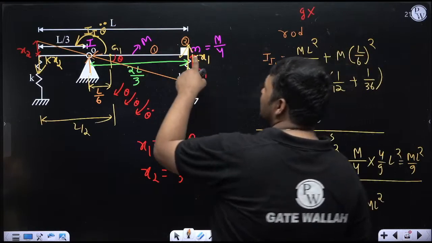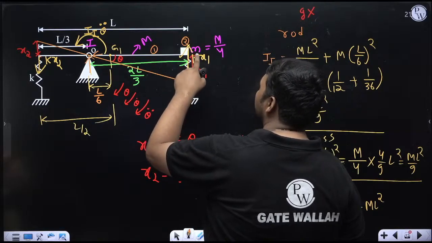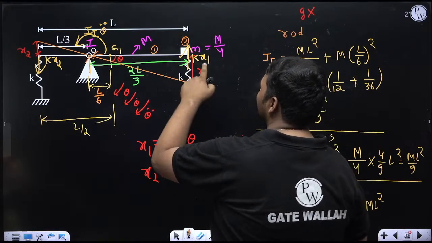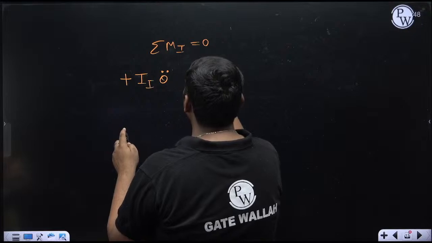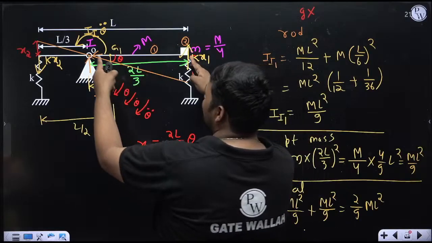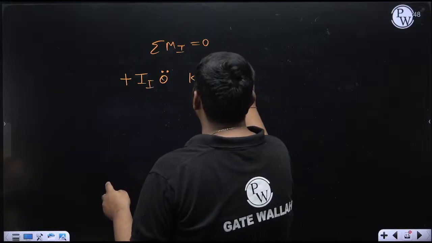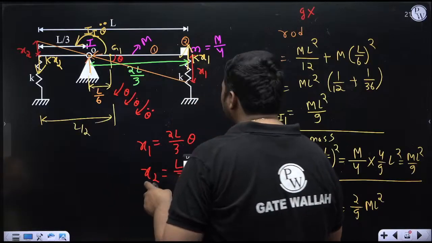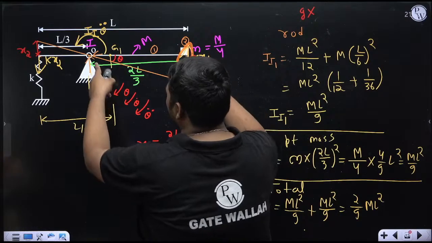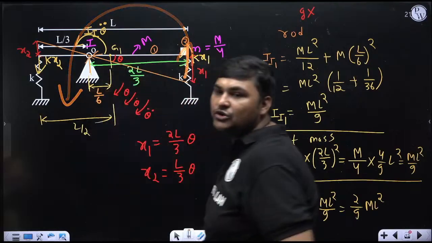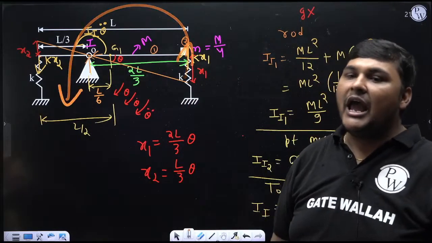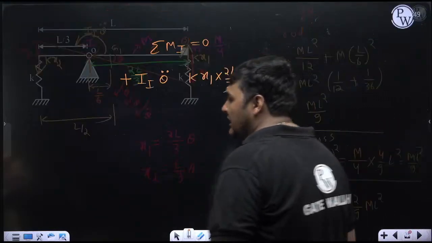Now moment due to this force about I center: the formula to calculate moment due to force is force into perpendicular distance. This force is kx1. Now its perpendicular distance from I center is the horizontal distance from I center, which is 2l by 3. Now what about direction? See how this force is rotating about I center. This force is like this. About I center it is rotating anti-clockwise, you can check. And for anti-clockwise I am using plus sign.